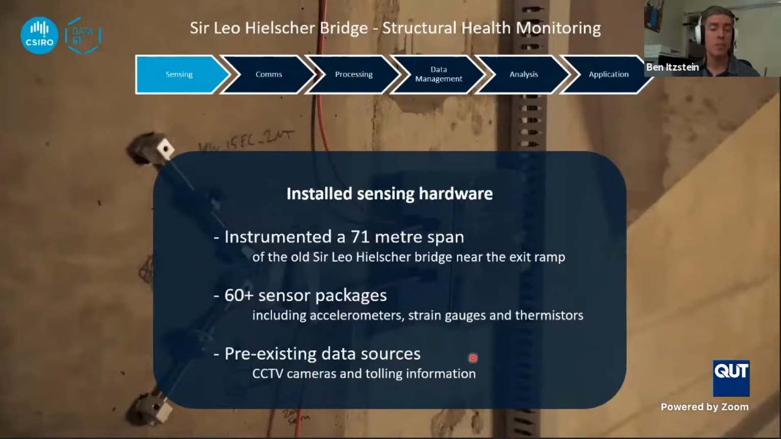We've also got access to some pre-existing data sources, the CCTV footage covering the road, as well as tolling information. So this allows us to characterize some of the loads which are passing through the instrumented span. I should mention that it's a 6-lane span, which is conveying traffic exclusively in one direction towards the north.